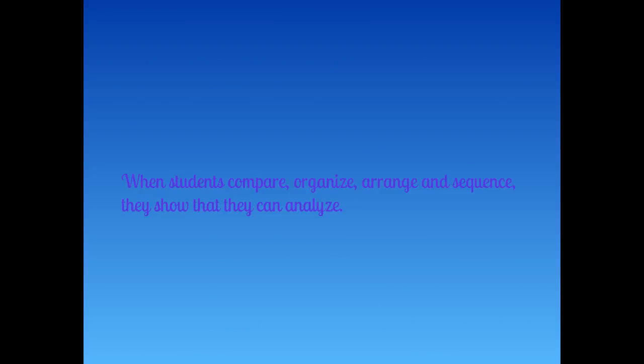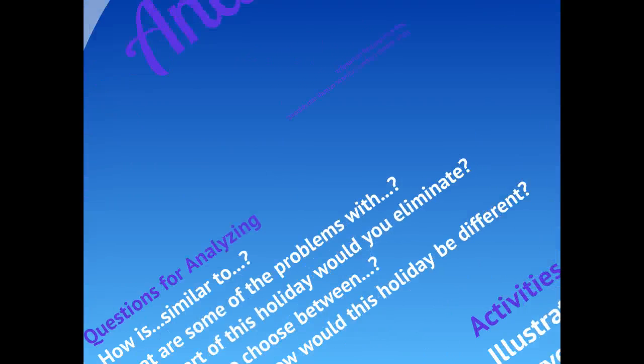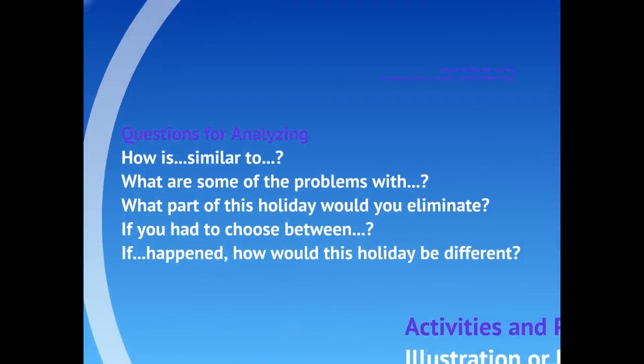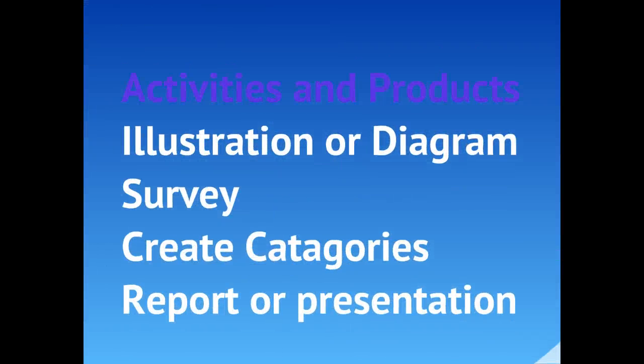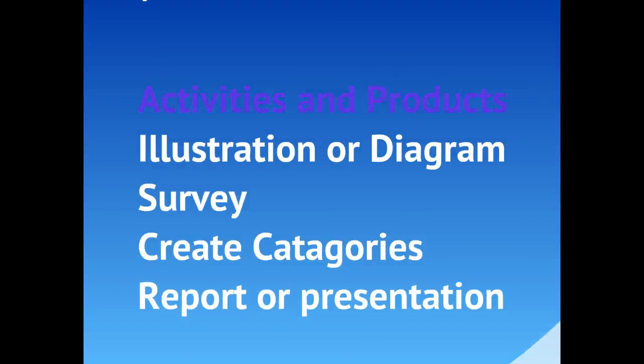The next level, analyzing. Students compare, organize, and arrange in sequence. They show they can analyze. It's a little deeper in understanding the material and showing us what they know about the material and how to use the material. Ask questions like similarity and compare and contrast. What are some of the problems? What part of the holiday would you eliminate? It's an example of critical thinking, of looking at things not at face value. Activities include illustrating or diagramming, creating categories, reporting or presentation.